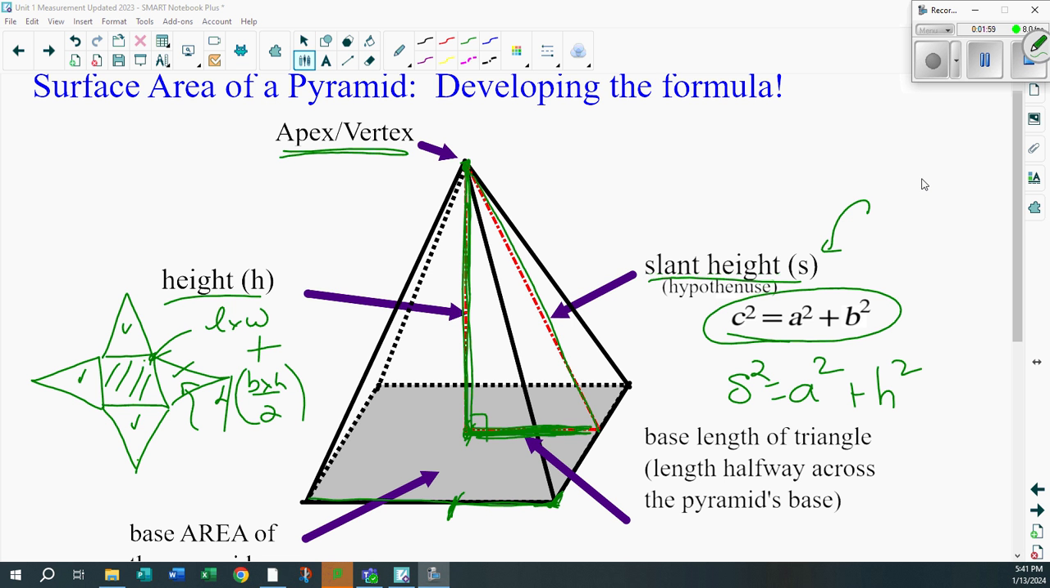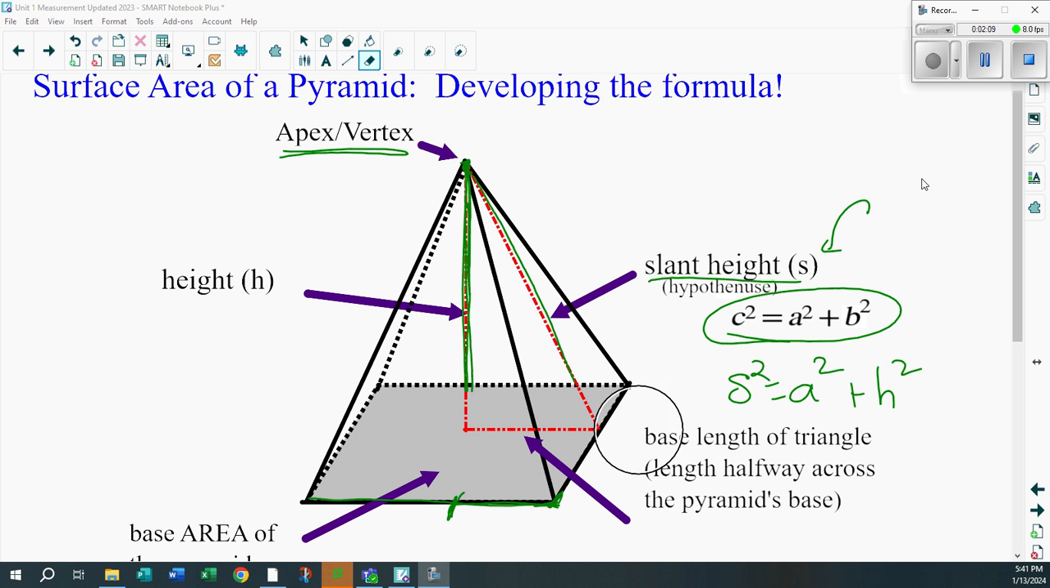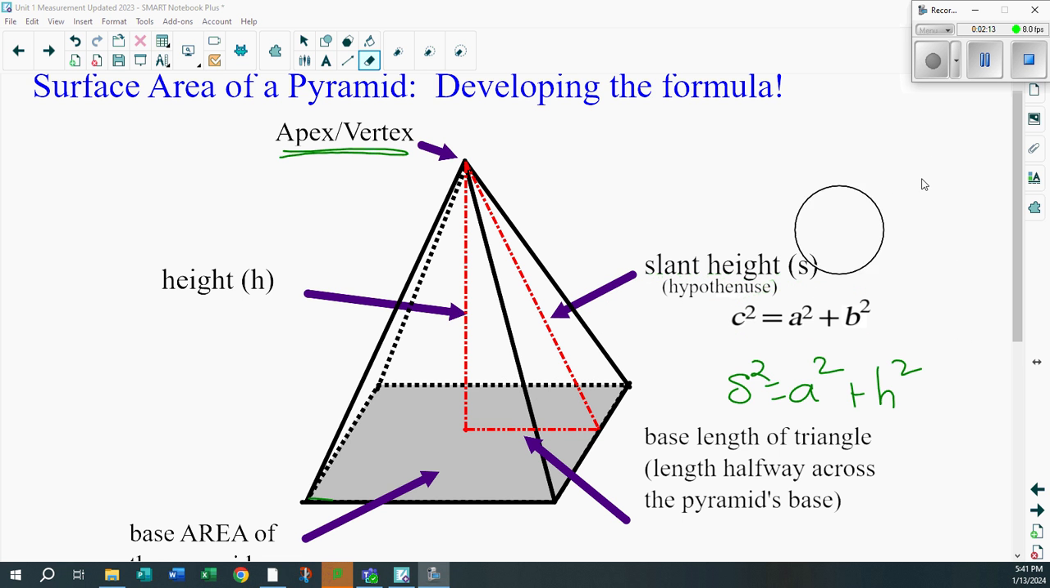But here comes the big problem. That's beautiful for when this base is square. Uh-oh. What's going to happen when this base is not a square? Oh, no. That's actually not that big of a deal. The reason why is because check this out.